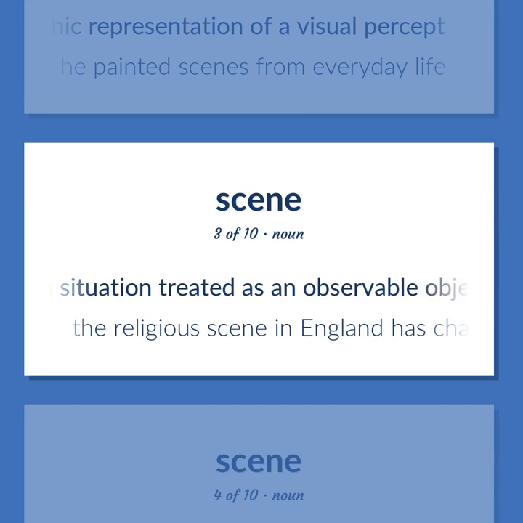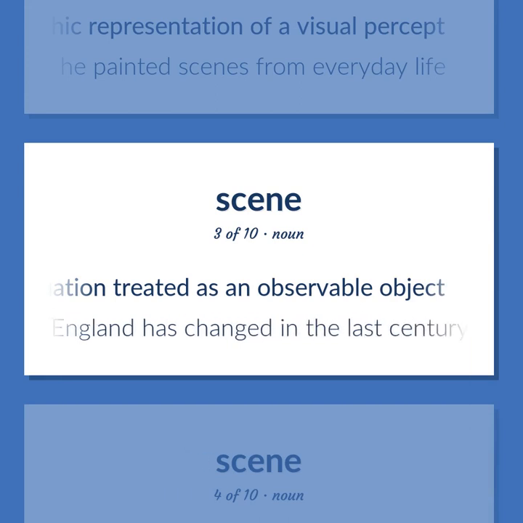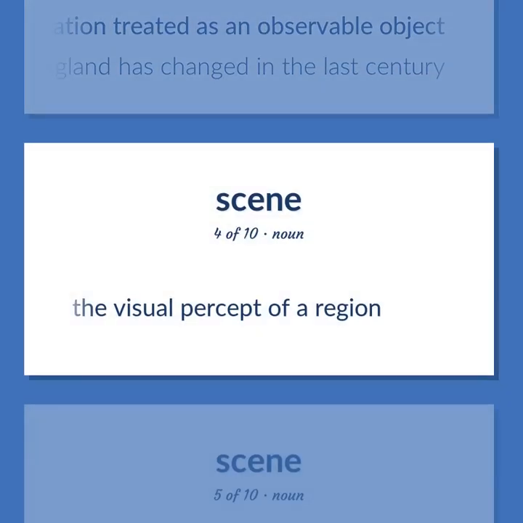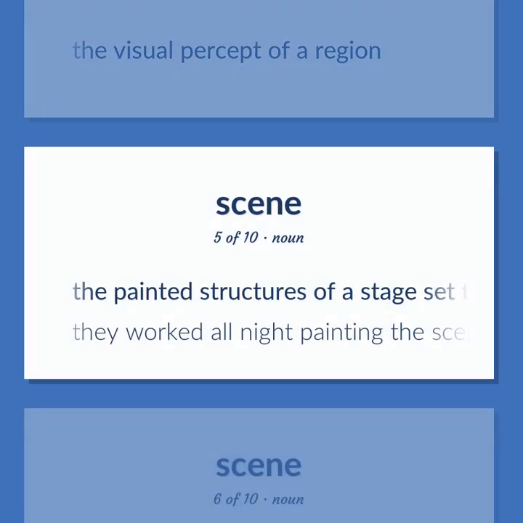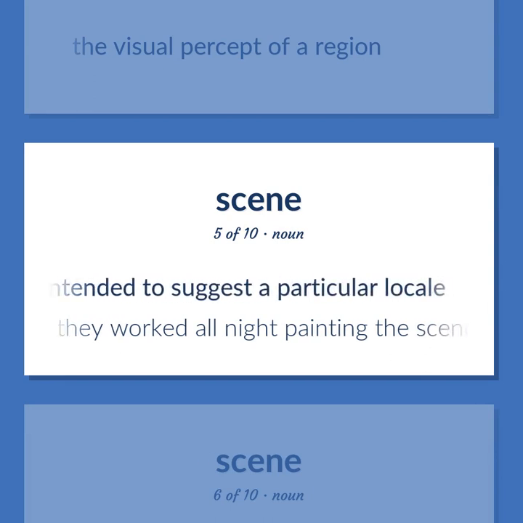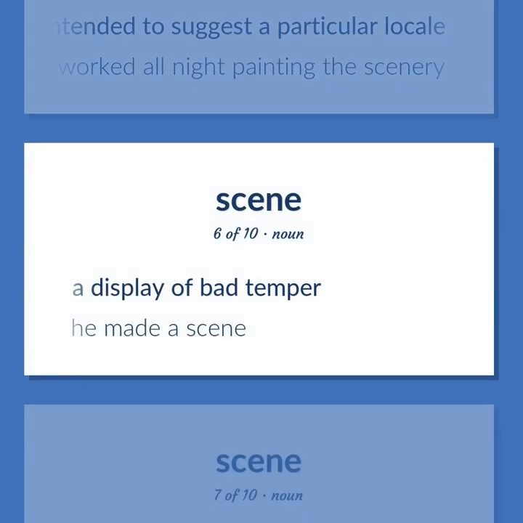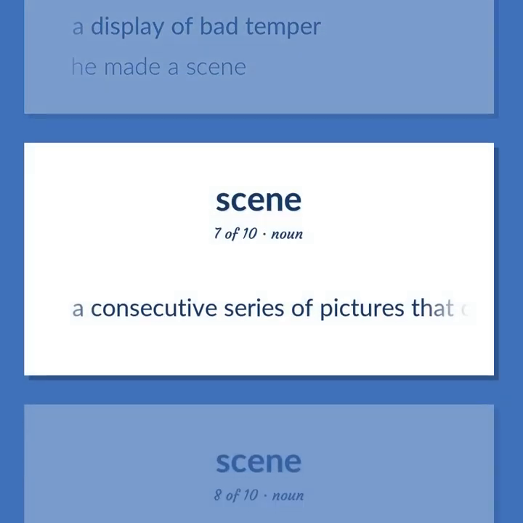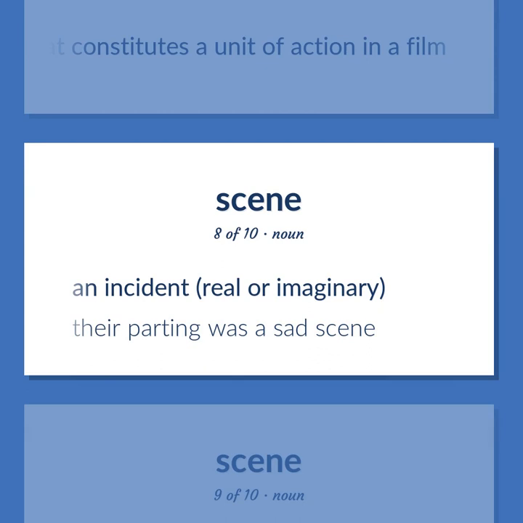A situation treated as an observable object. The religious scene in England has changed in the last century. The visual percept of a region. The painted structures of a stage set that are intended to suggest a particular locale. They worked all night painting the scenery. A display of bad temper. He made a scene. A consecutive series of pictures that constitutes a unit of action in a film. An incident, real or imaginary. Their parting was a sad scene.